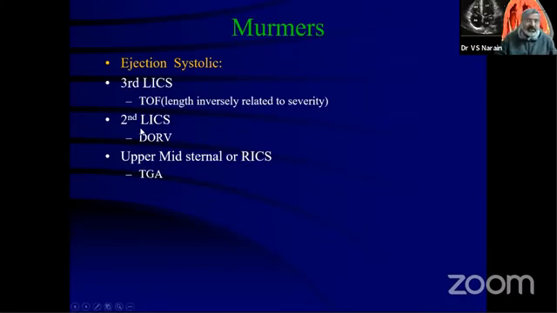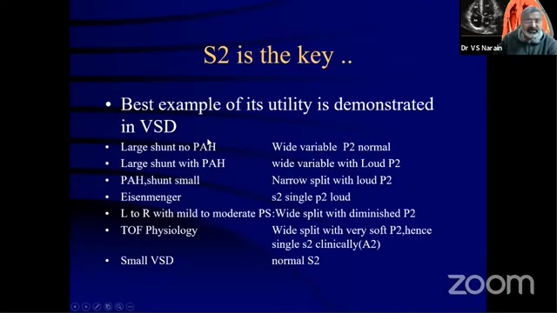Now, if you have an ejection murmur slightly higher up, instead of the third intercostal space, it could be double outlet right ventricle. And if you hear it slightly on the right side, it could be because of transposition of great arteries. So the situation of the ejection murmur is also of importance, and you should remember that.